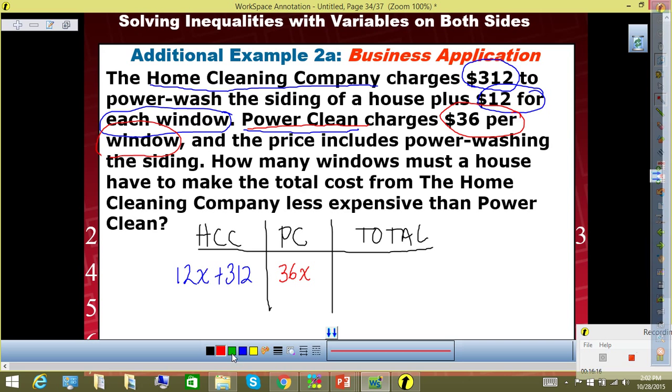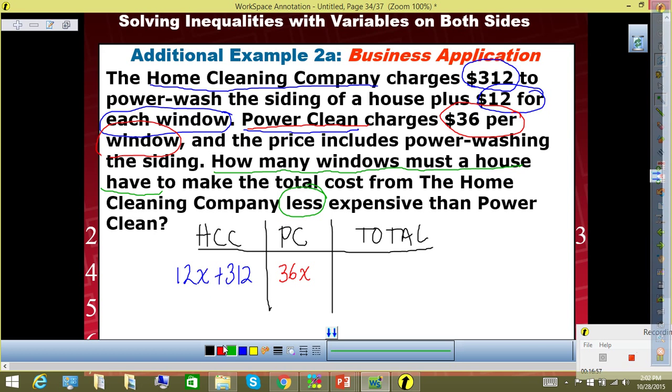So, with green, I'm going to underline what they want me to answer for the question. It says, how many windows, that's the question, how many windows must a house have to make the total cost what? Less expensive. So from the Home Cleaning Company, less expensive than the Power Clean Company. So which of these two is the Home Cleaning Company? The first one, 12x plus 312.